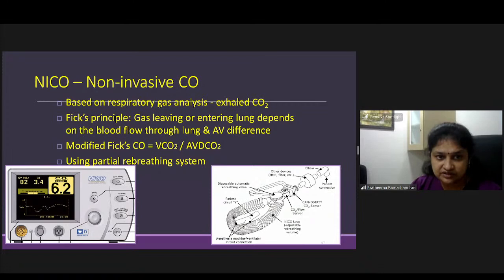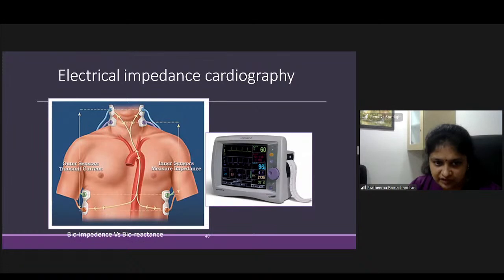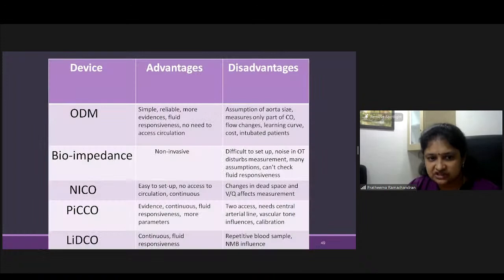Then we go for the electrical impedance. So we know that there is interaction between heart and lung. When there is increased intrathoracic volume, when there is an inspiration, the blood flow changes. And when there is exhalation, the blood flow changes. So there are sensors put on the chest and it is all monitored with the impedance, how it is transmitting current, and everything is put over the monitor. So this is impedance versus bioreactance. It is not very sensitive. It is not widely used. It is just in the trial phase. So we just need to know about it.